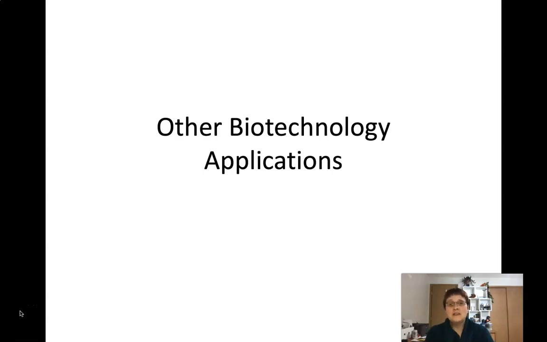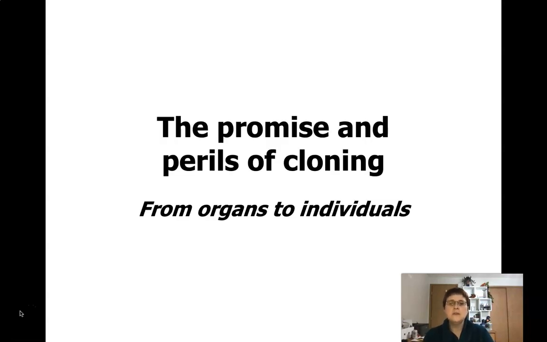Last section out of chapter 6 and 7 are the other applications of biotechnology. These don't really fit specifically in human health or agriculture, but are different types of biotechnology that we are working on or have been using. The first one I'm going to talk about is cloning.